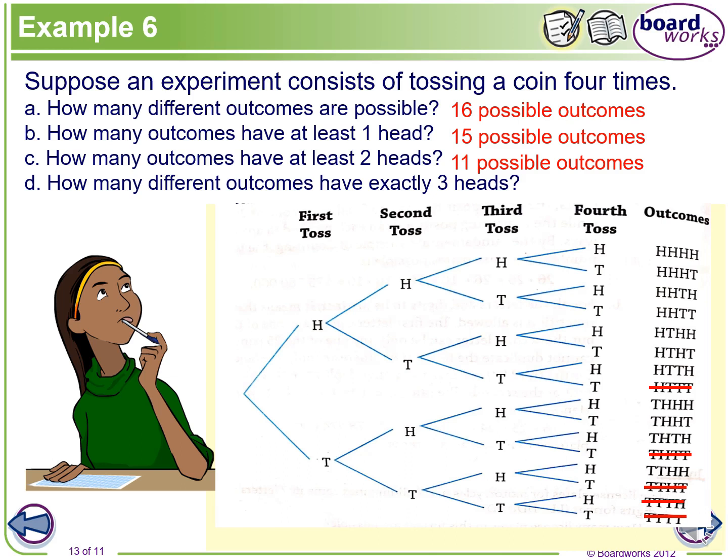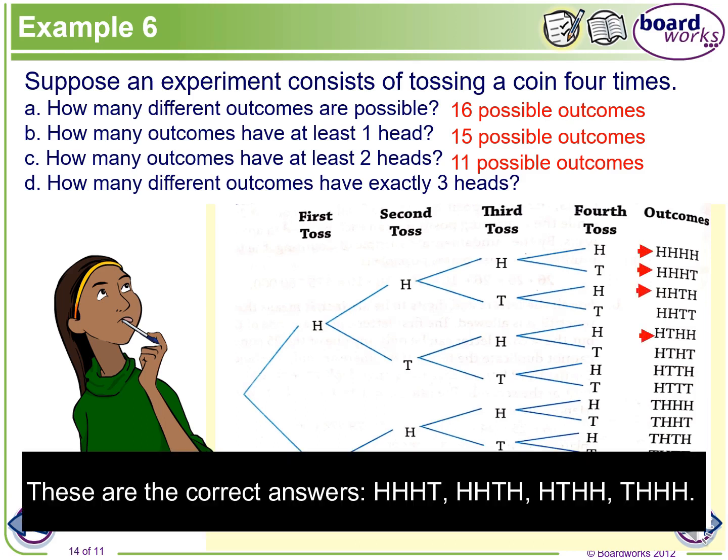Okay, so let's go to letter D. How many different outcomes have exactly 3 heads? Exactly 3 heads. It's not at least 3 heads, not at most 3 heads, but exactly 3 heads. So in here there will be this one, exactly 3 heads.